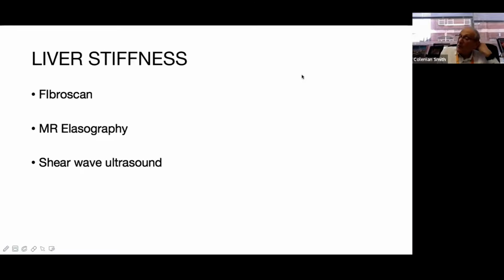So if you have someone with some sort of chronic liver disease and you wonder, have they progressed to significant fibrosis, you can set up a FibroScan. It's a very simple test. It uses ultrasound technology. The sound wave gets into the liver, and instead of getting a picture, you get a number, which is a measure of the speed of the sound wave. The stiffer the liver, the faster the sound wave progresses, and stiffness is correlated very well to hepatic fibrosis.